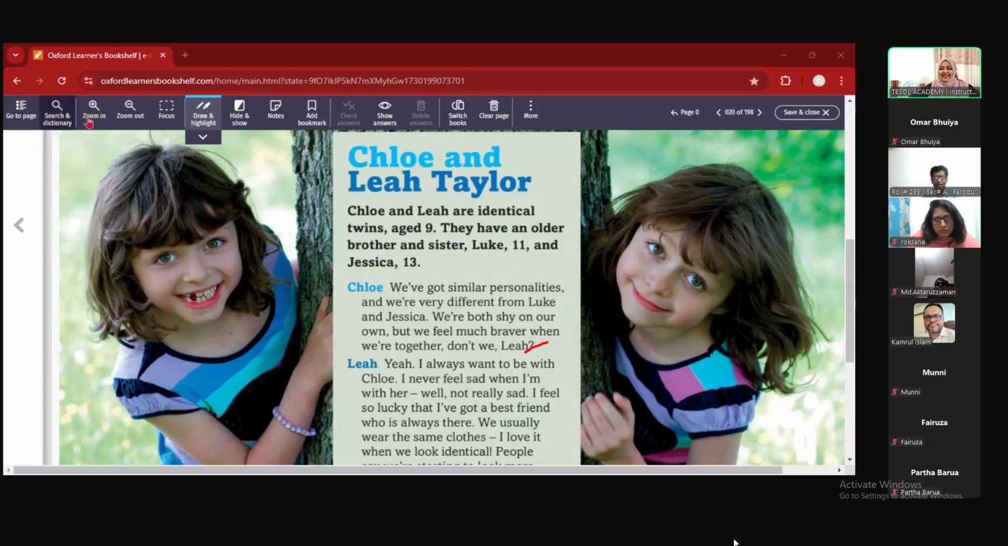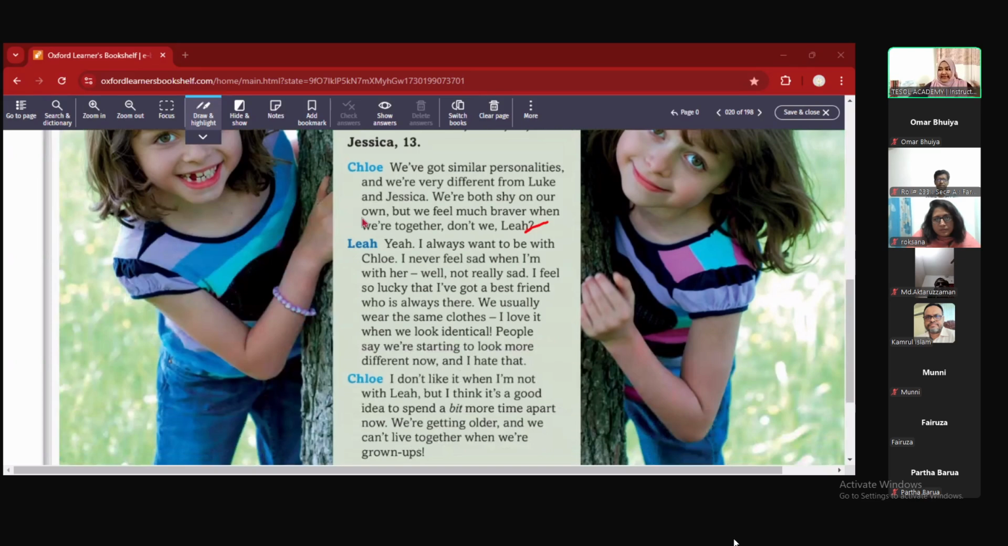Very good, Mr. Farouk. Okay, fine till then. Thank you very much. Now, Miss Bindu, could you read the part of Leah?